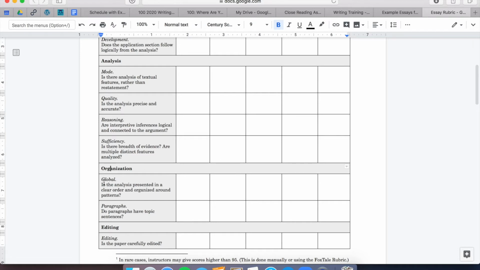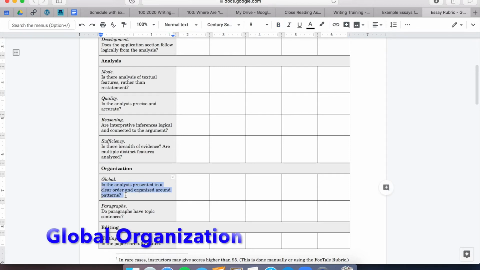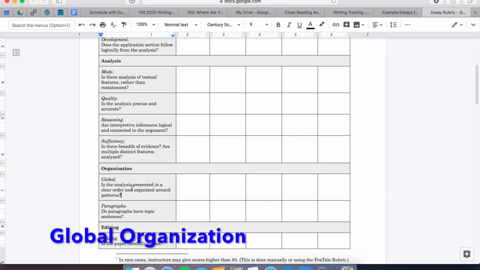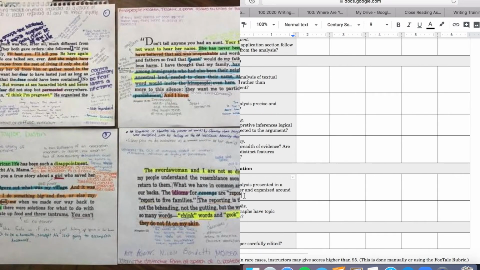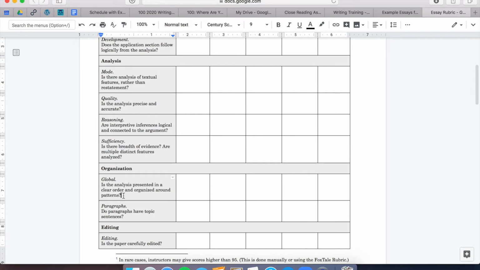In organization, I have distinguished between global and paragraphs. One of the things you'll notice in the close reading paper is that there's a trap students can fall into of analyzing the passage by simply going line by line, linearly through the passage, and talking about the stuff they're seeing. That is not the optimal organizational pattern for the close reading essay. We want to see essays that have done the preliminary pre-written work of sorting the observations thoughtfully and deliberately into chunks that make sense to make a specific argument. So that's the global organization category.